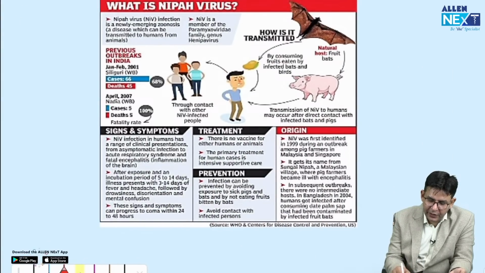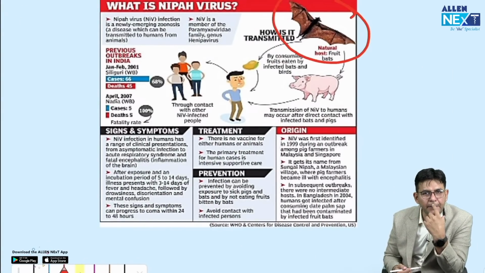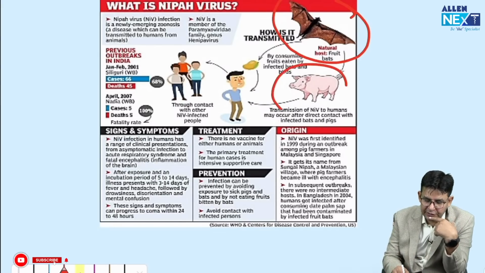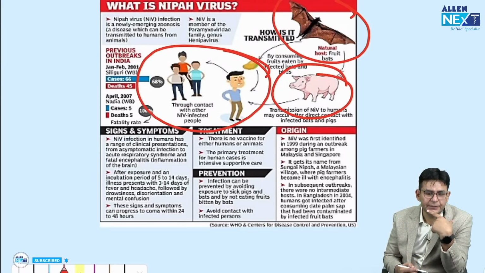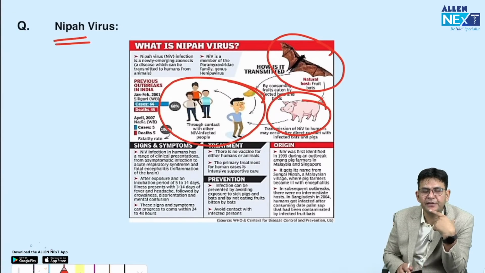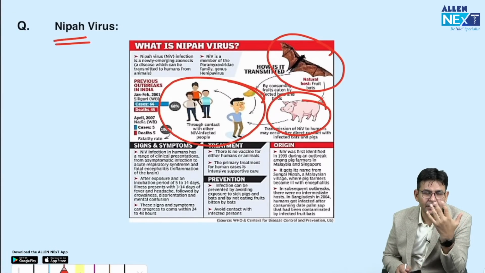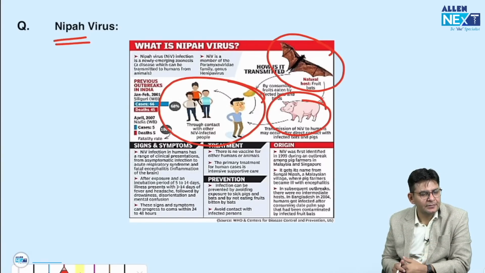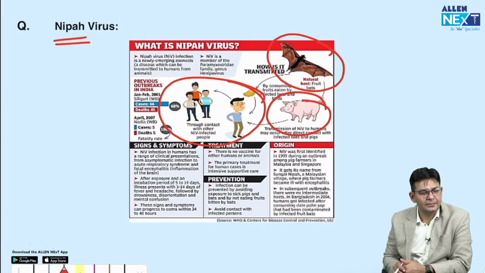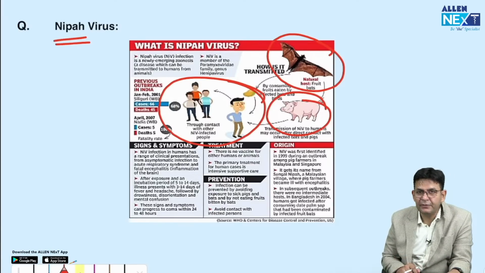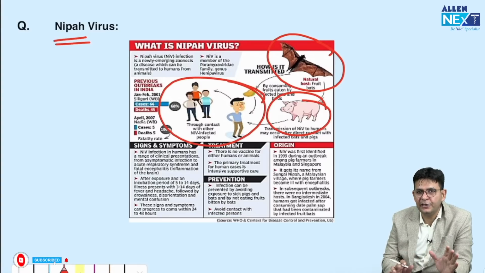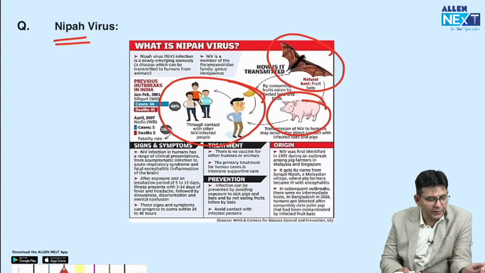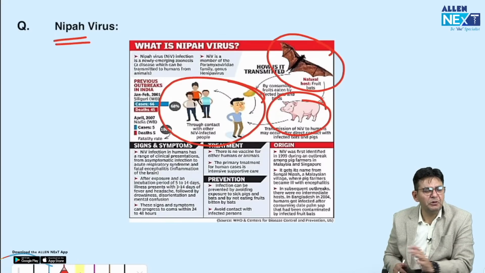Now, Nipah. If you are seeing a bat in the picture, along with the pigs, along with the men standing there, immediately what should come to your mind? Nipah virus. And which state should come to your mind? Kerala. Okay. So, if these pictures are observed in your exam, immediately you should think of Nipah. Can you tell me, Nipah is a member of which particular family? If you tell this, you are about 200 for sure.